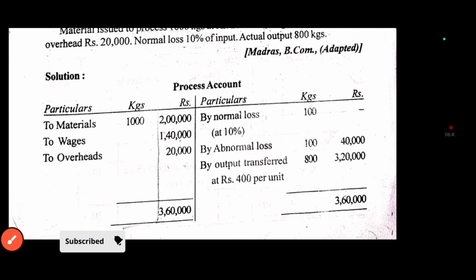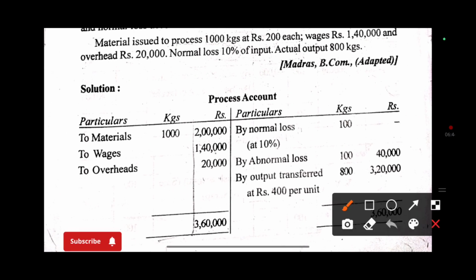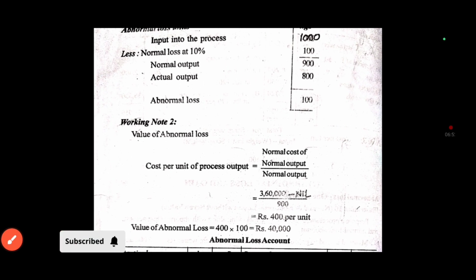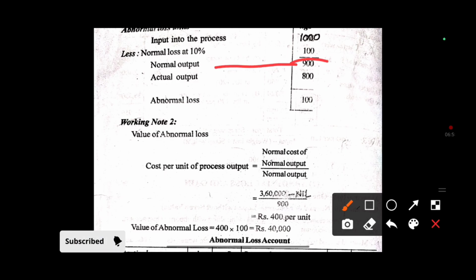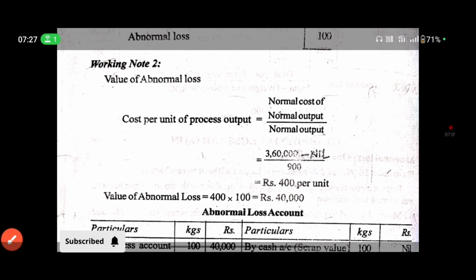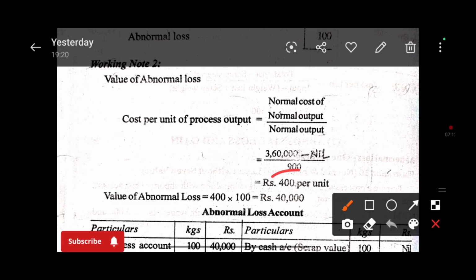That means total cost. Normal cost of normal output we have 3,60,000 rupees. What is the normal output? Normal output we have 900 kilos. Okay. So the 3,60,000 rupees is divided by the 900 kilos. So you will get cost per unit is 400 rupees. So the cost per unit we get 400 rupees. How can you find out? The total value divided by the normal output. We get the cost per unit, that is 400 rupees.